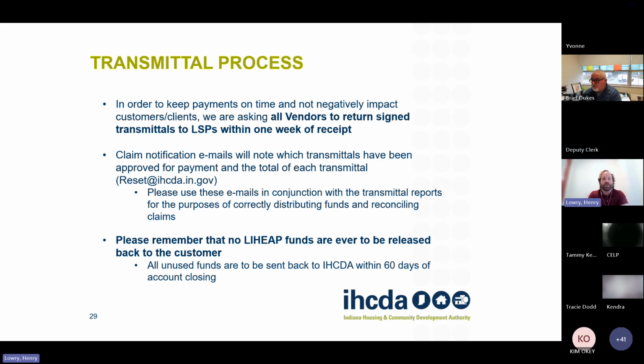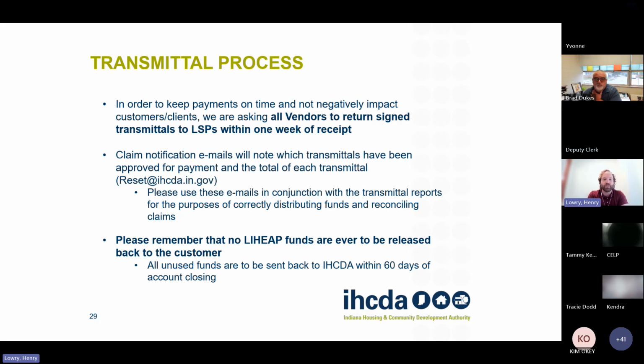Again, in order to keep everything on time and moving, we ask that all utility vendors return signed transmittals within 1 week of receipt or sooner. You will receive claim notification emails when payments are coming through. That payment notification comes from reset@ihcda.in.gov. The information included on those is only the transmittal numbers. You use that with your records to apply payments and reconcile your claims.